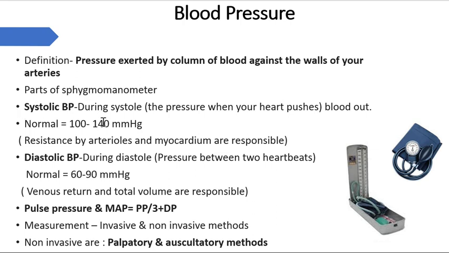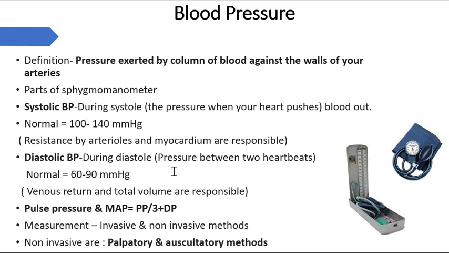Systolic BP is basically affected by the resistance of the arterioles. As the arterioles constrict, systolic BP rises. The second factor is the myocardium, that is, how much force of contraction there is. So these two decide the systolic BP.